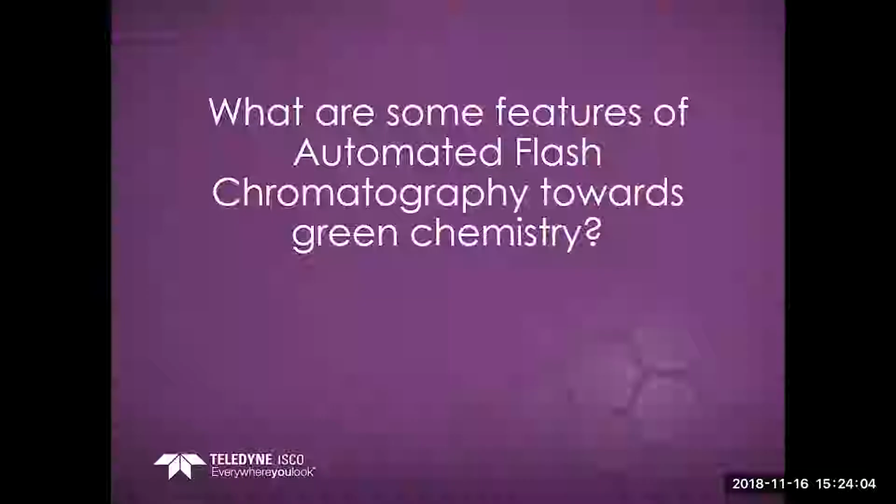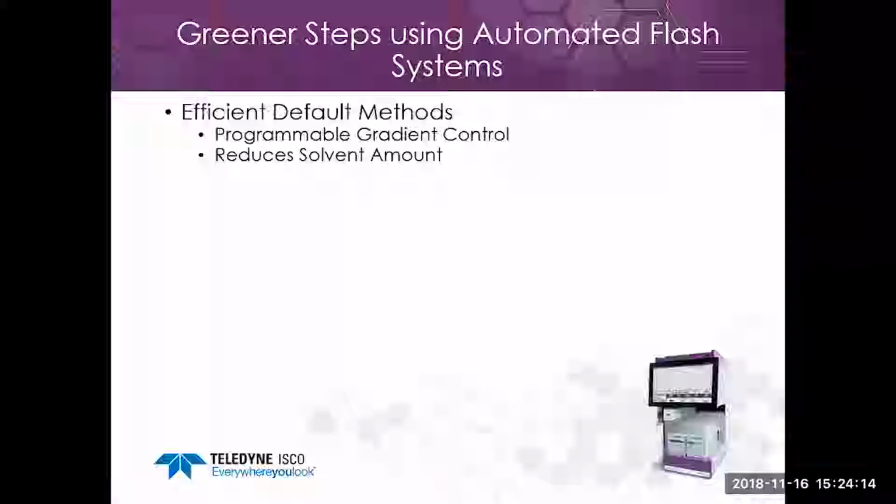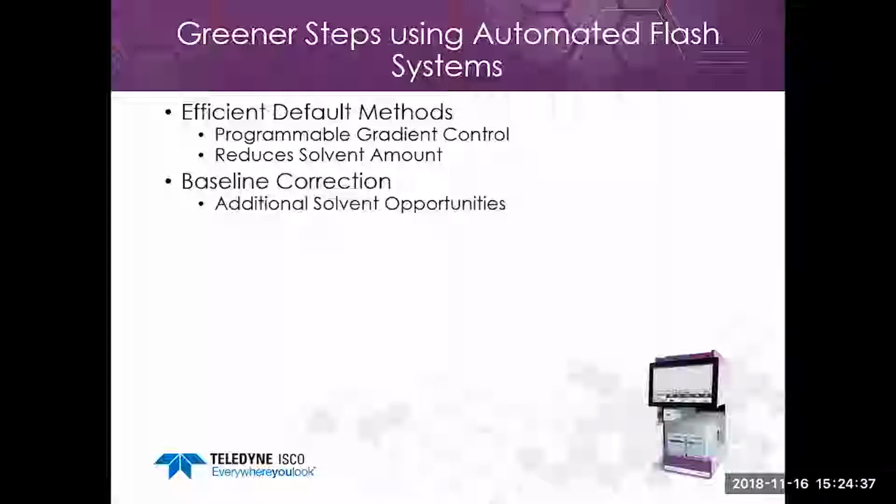So next, we're going to be discussing features of automated flash chromatography that help us with green chemistry, meeting some of the green chemistry principles. So one of the things, our new Combiflash NextGen line of flash purification systems. We've recently gone back and looked at all our default methods, and we've reduced the solvent amount of those methods. We've made them more efficient. Also, you have the programmable gradient control so that you can modify methods on the fly, so you can optimize while the run's going. We'll discuss that in more depth a little bit later.